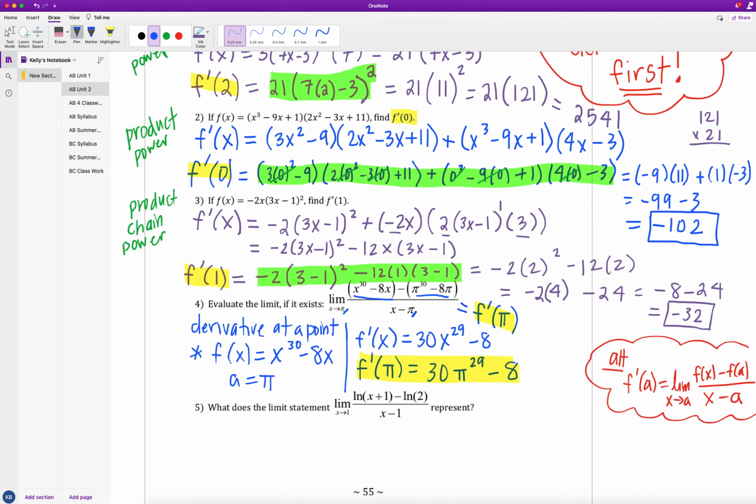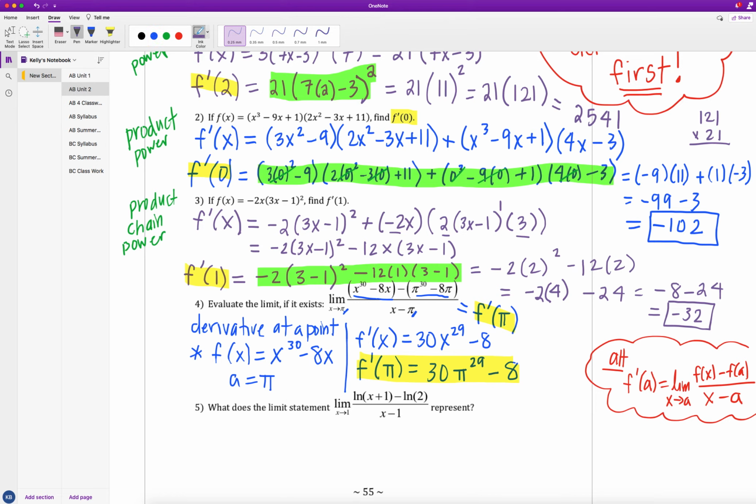And if we were to take the longer route of trying to algebraically manipulate this limit, we would get that same answer. But as we can see here, this is quite a bit quicker since I only had to apply the power rule to take a derivative and then plug in that x value, or that a value that was given.